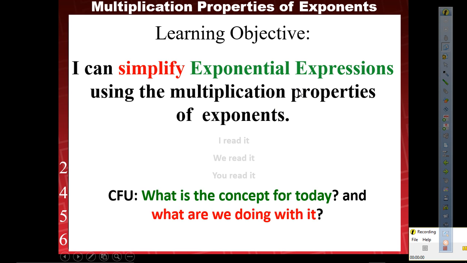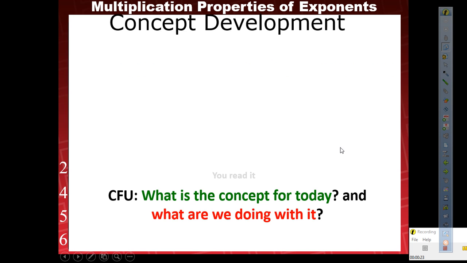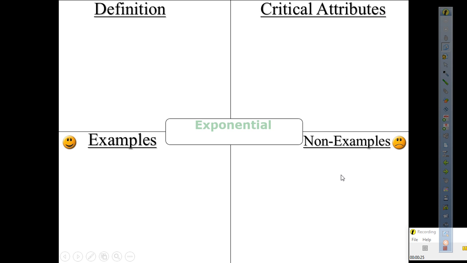In your Frayer model, what is the main concept for today, everyone? Main concept. Exponential expression. So in the center of your Frayer model, you're going to write exponential expressions. All right? Definition. You fill it in without looking at your notes. Ready? Go.